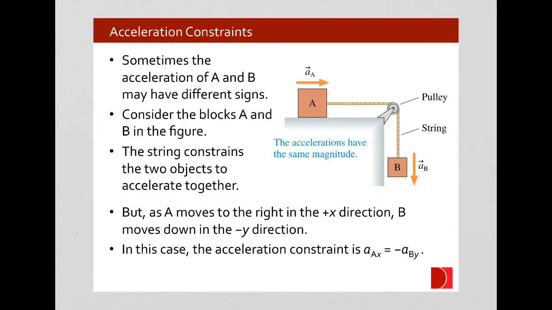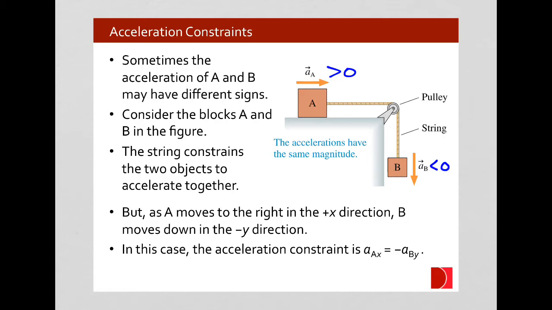One example of that is here, where you have two blocks that are connected by a rope that goes around a pulley. In this case, the signs of the acceleration can be different. If block A is accelerating to the right, it should have a positive acceleration. However, if block A is moving to the right, that means block B has to be moving down. And if it's moving downwards, according to our general convention of up being positive and down being negative, the value of that acceleration should be negative.